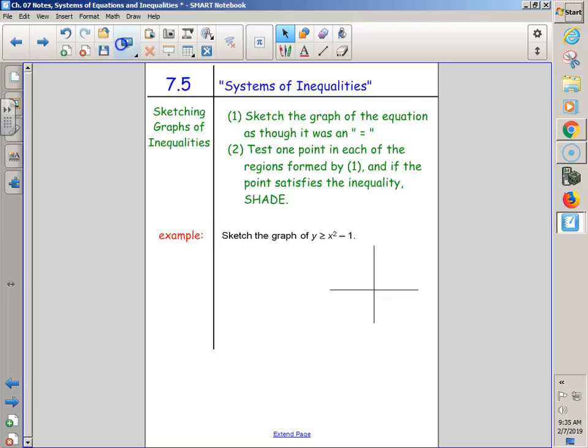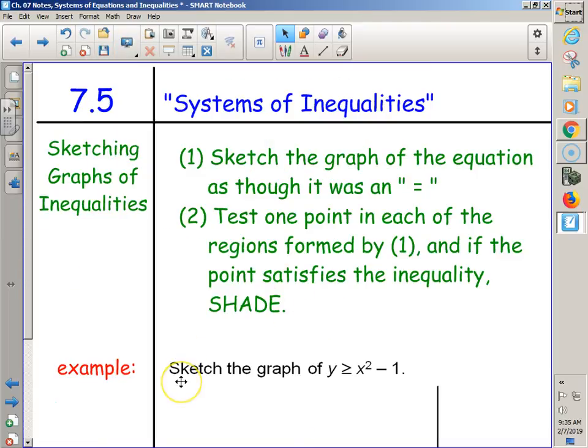Let me go ahead and zoom in. It's kind of small, huh? What are we doing? Section 7.5, systems of inequality. Let me give you a second. You guys just go ahead and write. Long story short, we're going to have systems, but the systems won't just have equals. Greater than, less than, greater than or equal to, less than or equal to.